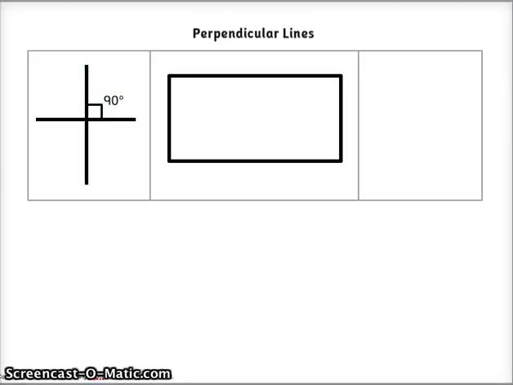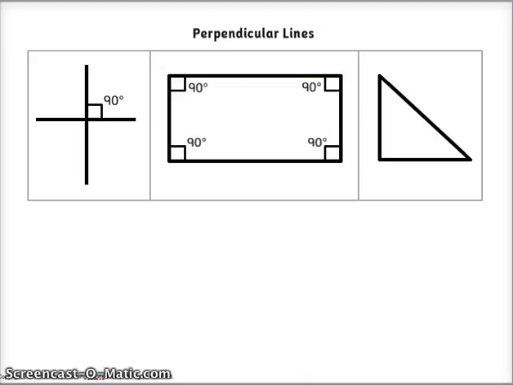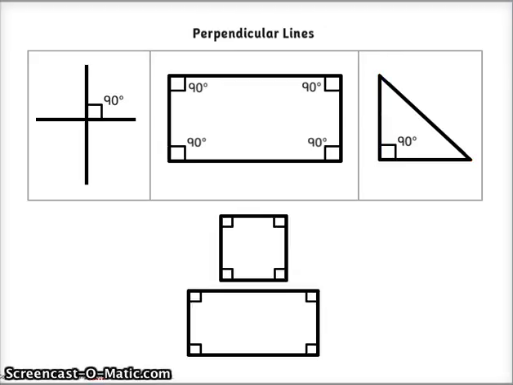You also see perpendicular lines in squares and rectangles. These intersecting lines create a 90-degree angle because a rectangle has 4 90-degree angles. You can also see lines that are perpendicular in a right triangle. A point to understand is that in squares and rectangles, all angles are right angles.